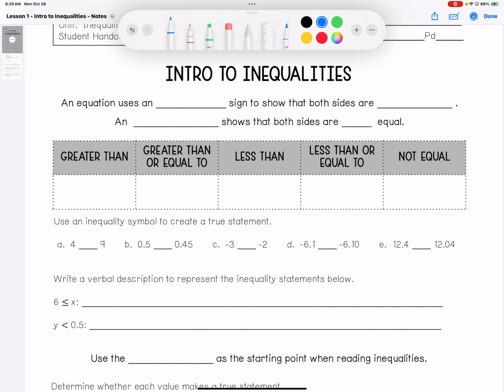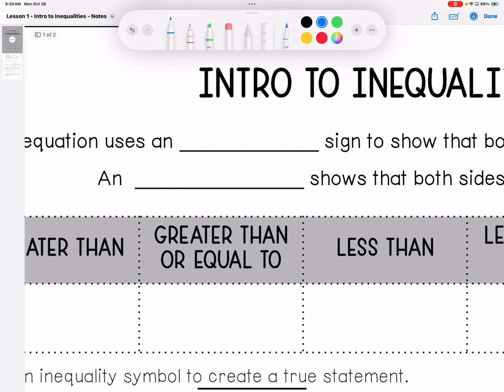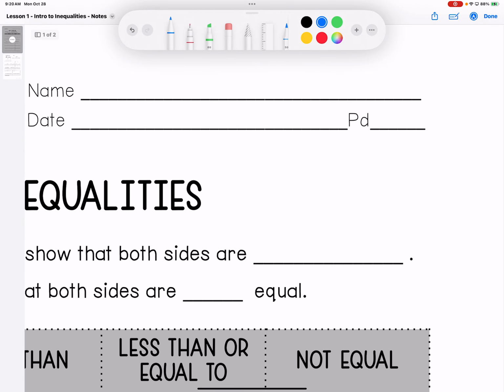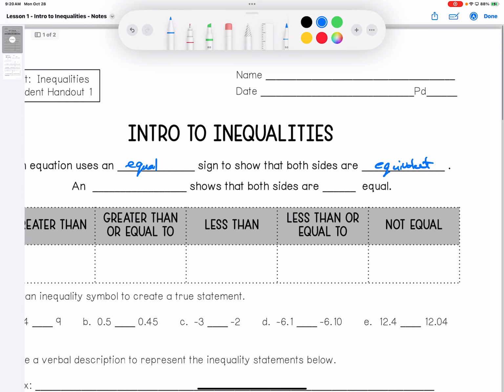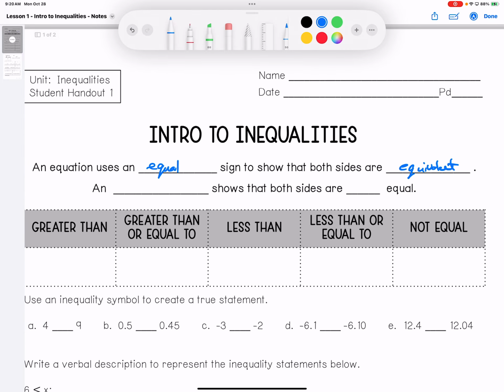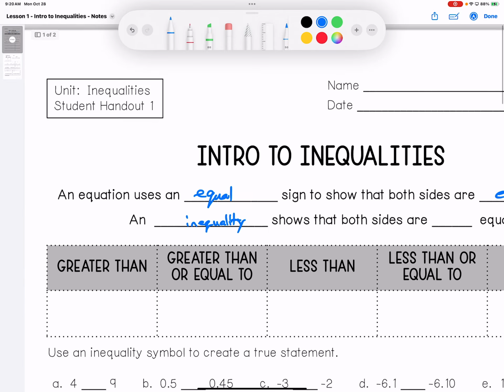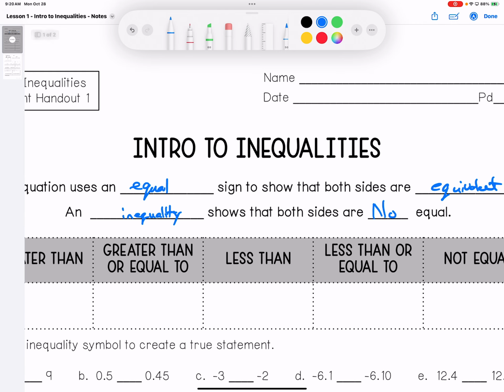All right, today should be kind of a review, so let's get started. An equation uses an equal sign to show that both sides are equivalent. I will zoom out after I write all of these. And an inequality shows that both sides are not equal.